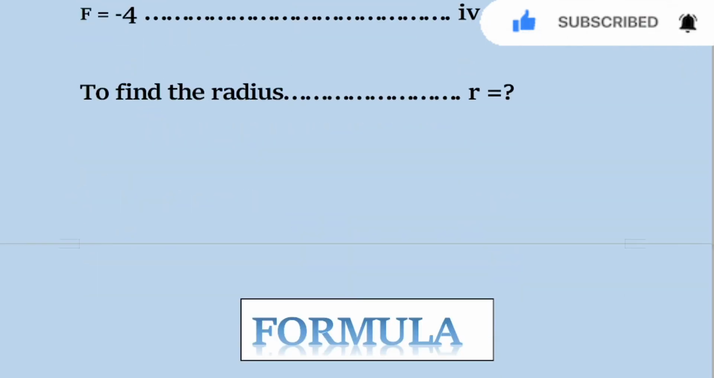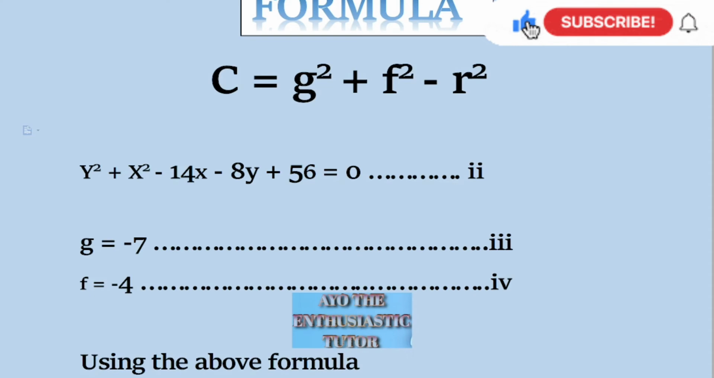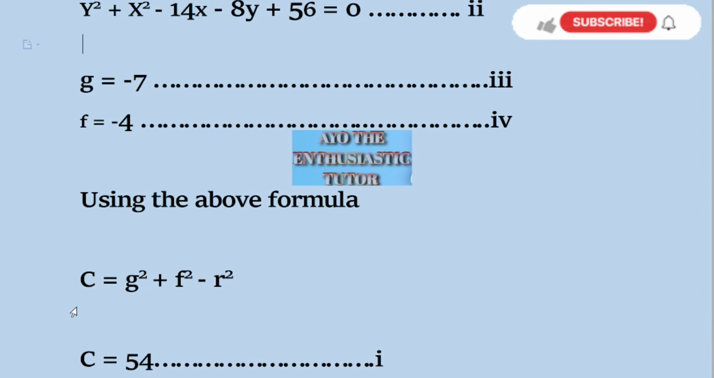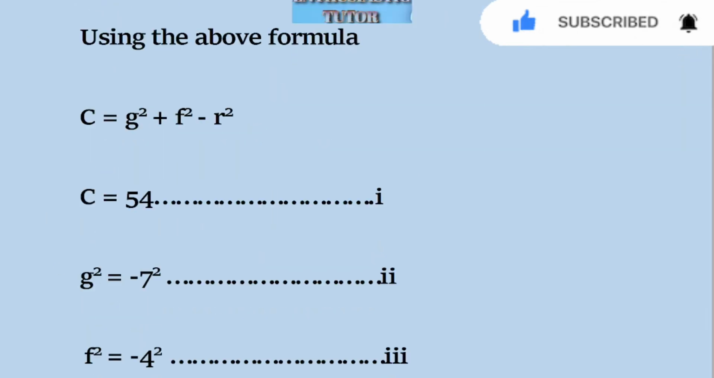To find the radius, which is r, this is the formula for radius. So we apply the formula. This is the formula for a circle as we have been applying as instructed. So we have our g equals minus 7, and our f equals minus 4. Using the above formula, we have c equals g raised to power 2 plus f raised to power 2 minus r raised to power 2. Let's not forget we have our g already, we have our f already. So c now, which is the constant, equals 56. We have our g, which is minus 7, raised to power 2. We have our f, minus 4, raised to power 2.